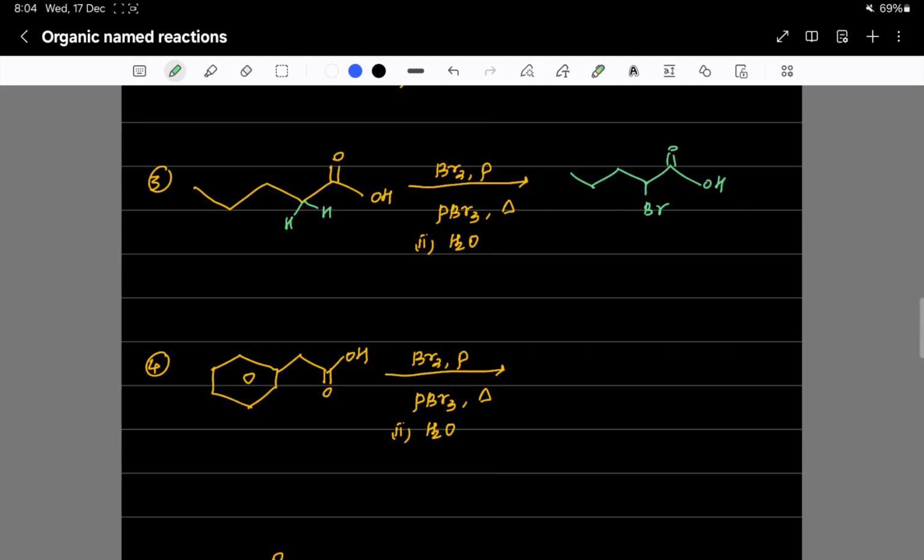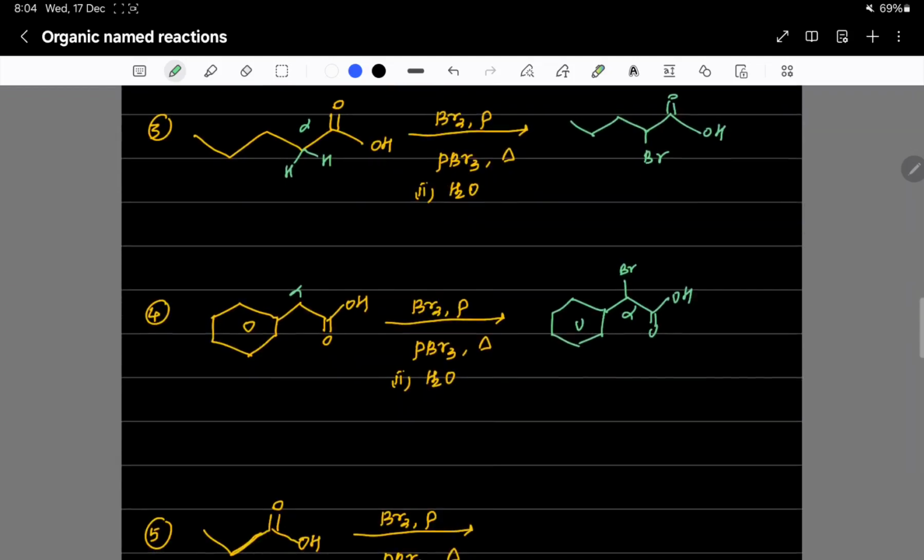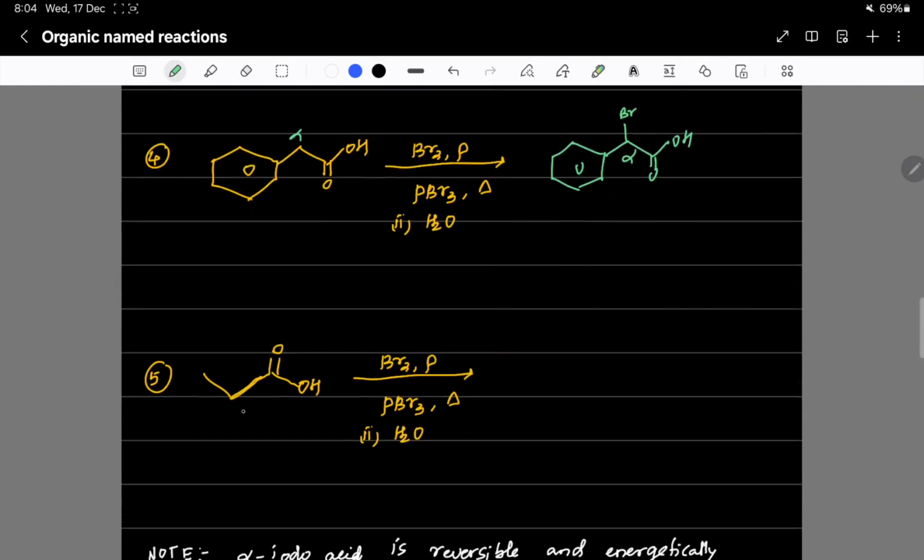Similarly, you can use this compound also. This is our possible reaction. Now Br will be attached here. This is the alpha position, this is the alpha position. Next, look at this, this is also the alpha position. Now we will get the product C double bond OH, and this is the Br.